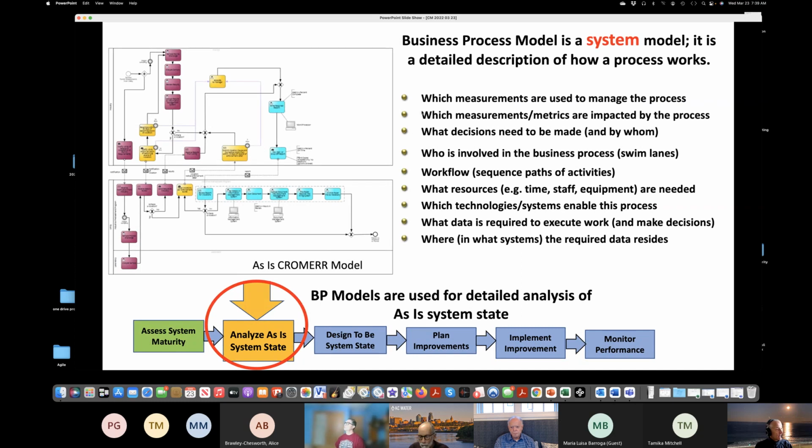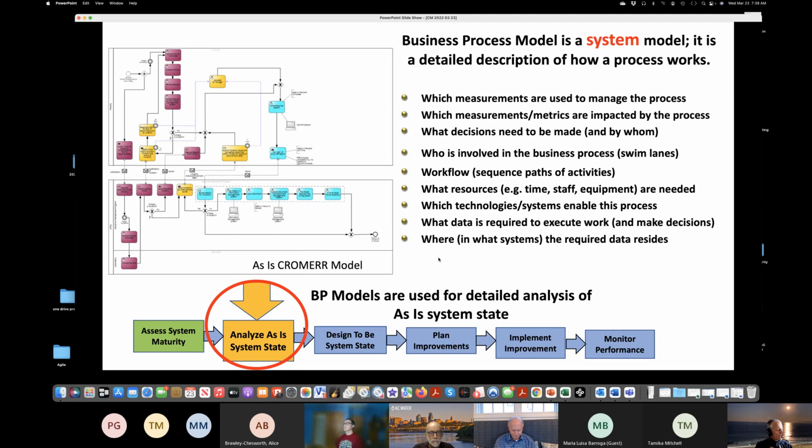A diagram like this will tell us a lot about it: which measurements are used, which metrics are impacted, what decisions need to be made by whom, who's involved with these swim lanes, workflow, resources, technologies that we use, like these little computer symbols, what data is required to execute work, and where that data resides. So this is a model for the as-is situation from Grand Rapids, and it was used to analyze the as-is state.